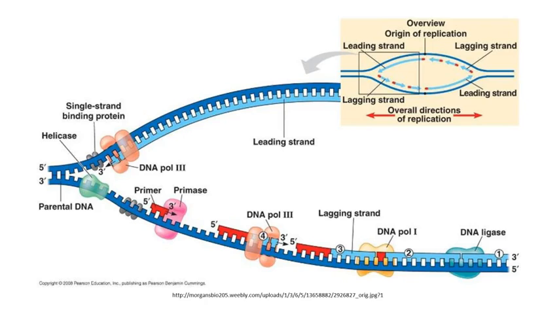The leading strand only needs one RNA primer because it is synthesized continuously, but the lagging strand needs many primers because it is synthesized in segments, Okazaki fragments, so each fragment has its own primer.